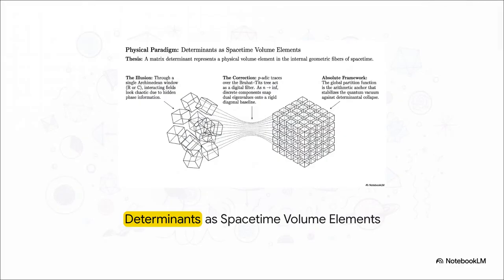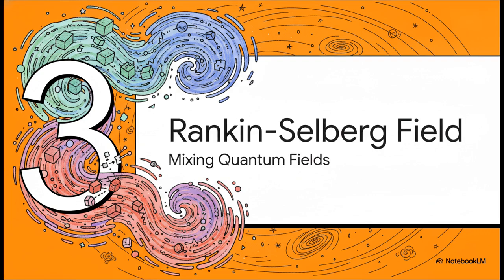Grounding all this pure math back into physical reality, those discrete p-adic traces act exactly like a digital filter. Through a continuous real number window, we get this illusion of indeterminacy, tumbling chaotic volumes. But the p-adic error correction applies a massive mathematical compression. It snaps the chaotic fluid volume back onto a rigid baseline, stabilizing the quantum vacuum into a perfect, absolute holographic framework. All right, let's jump to section 3, Rankin-Selberg field convolution.